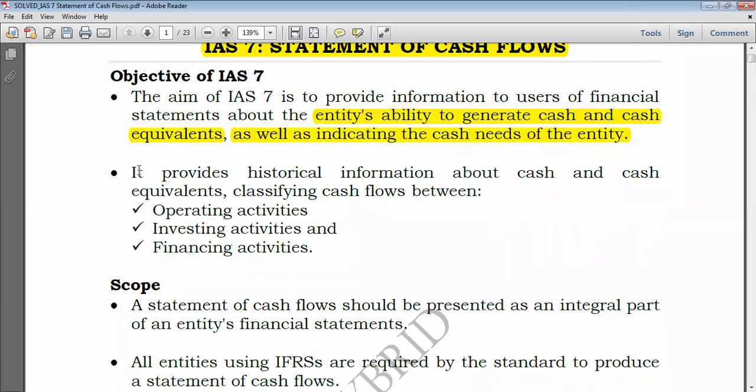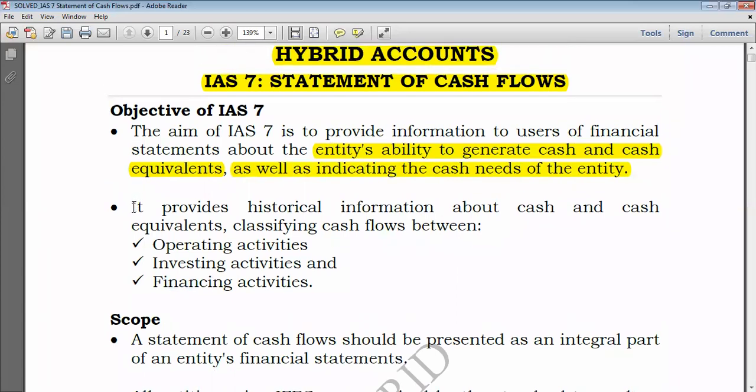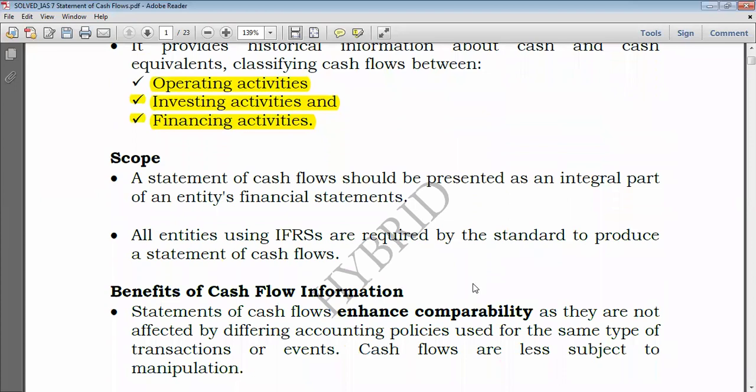But as for now, all you need to know is that when dealing with the statement of cash flows, we separate the cash flows into three main activities. So it provides historical information about cash and cash equivalents, classifying cash flows between operating activities, investing activities, as well as financing activities. These are the three major activities when preparing the statement of cash flows, as we'll see in the example later. So let's proceed with the standard and we'll take a look at what operating, investing, and financing activities mean.